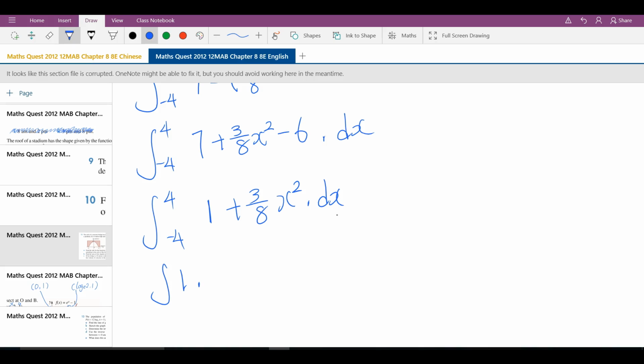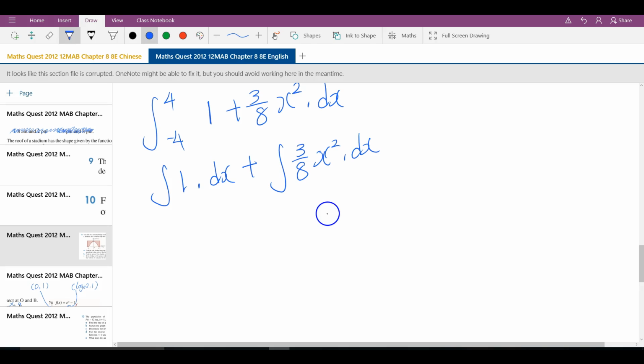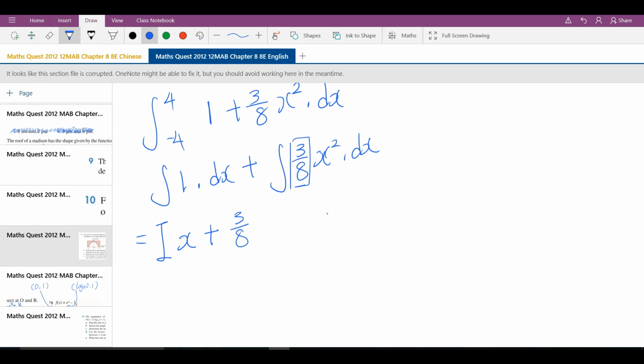So integrate 1 with respect to x, plus integrating 3 over 8 x squared with respect to x. All right. So when you integrate a constant with respect to a variable, you just get the constant times the variable. So it's just x, right? 1 times x is just x. Plus, we can take the constant out first. So it's 3 over 8, integrating x squared with respect to x.